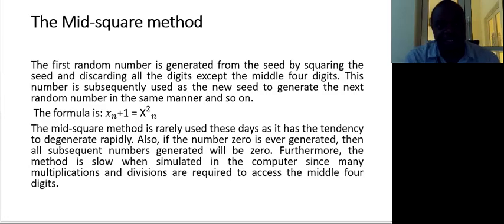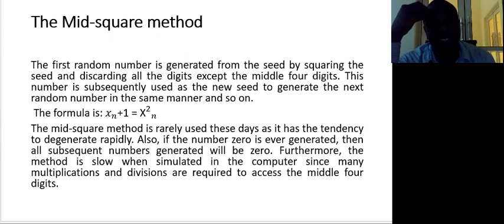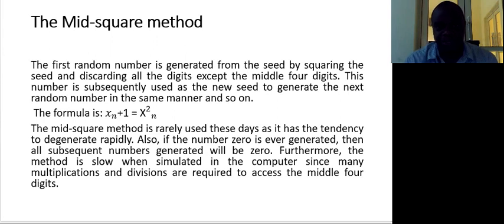Now, among the other techniques for generating random numbers is the mean-square method. The first random number is generated in this process from the seed by squaring the seed and discarding all the digits except the middle four. This number is subsequently used as the new seed to generate the next random number in the same manner, and so on.